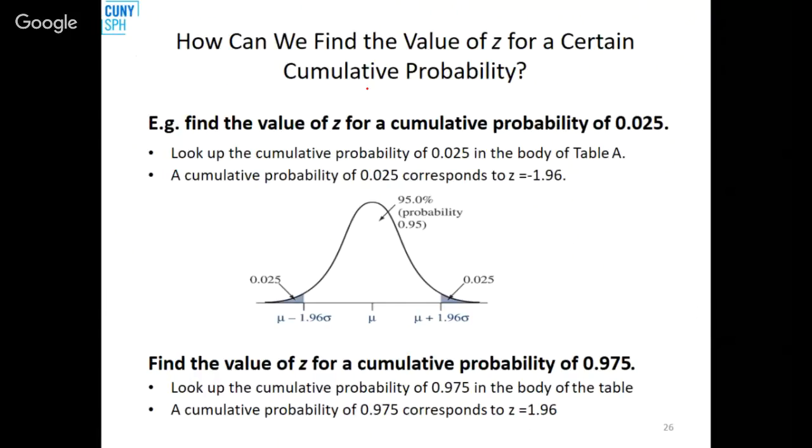An example of this kind of reverse lookup: what is the value of z for a cumulative probability of 0.025? This magic value that came up before, not really magic, but special. You look for a cumulative probability of 0.025 in that table and find that it corresponds to this special value of z, minus 1.96.